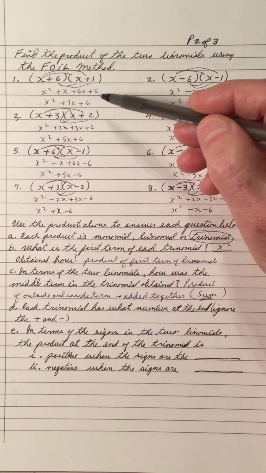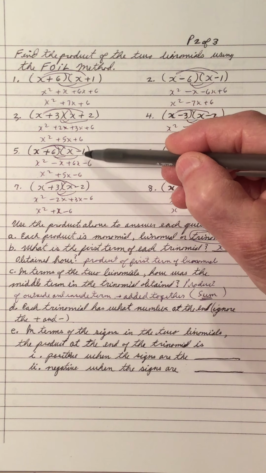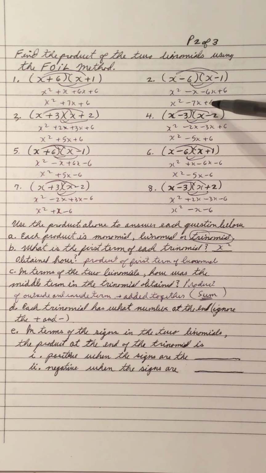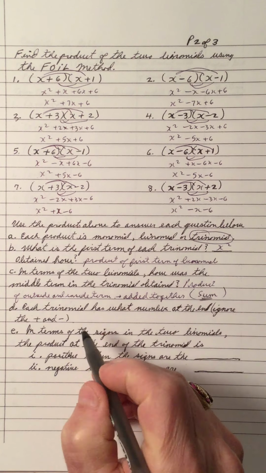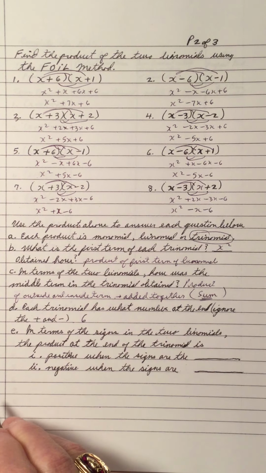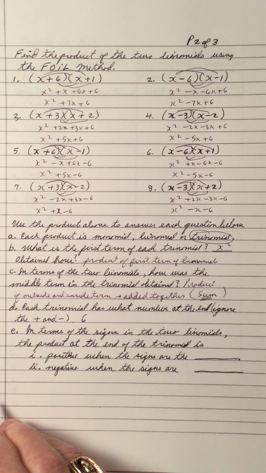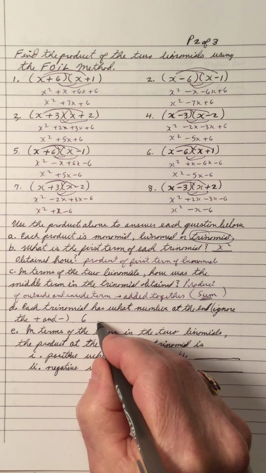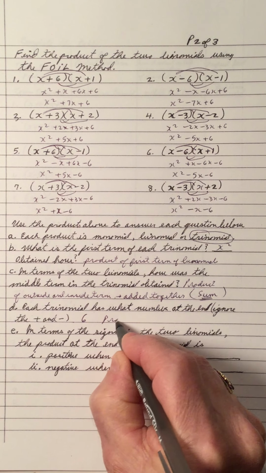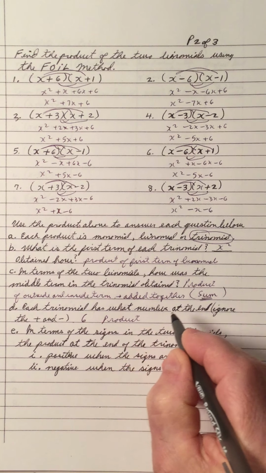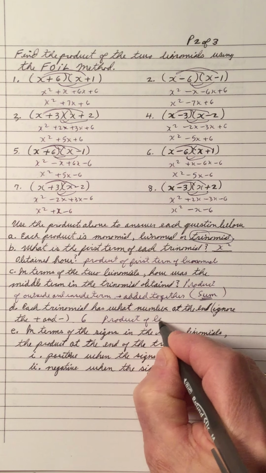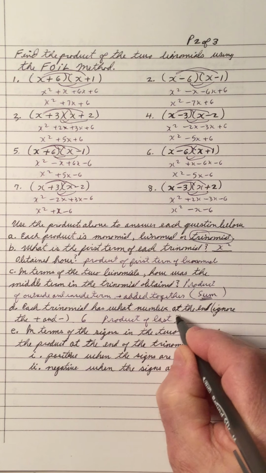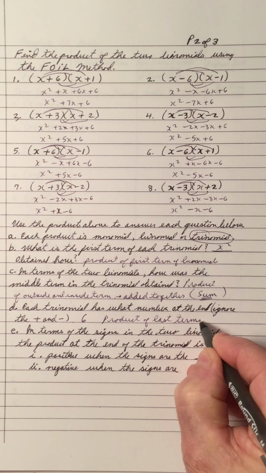D, each trinomial has what number at the end if you ignore the plus or the minus? What number is at the end if you ignore the plus or the minus? And so we always have a 6. And how was that 6 obtained? Well, it was the product of the last terms of the binomials.